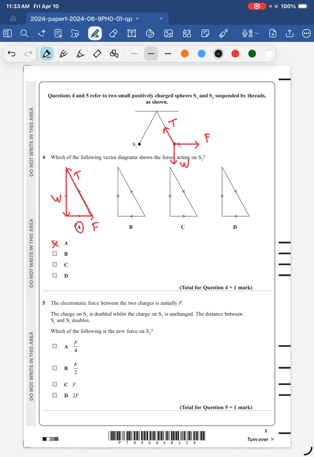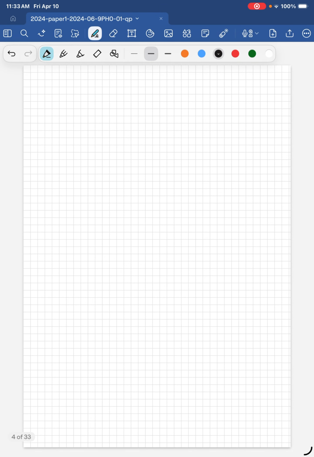Question 5, not option 5. The electrostatic force between the two charges is initially F. The charge on S1 is doubled, whilst the charge on S2 is unchanged. The distance between S1 and S2 doubles. Which of the following is the new force on S2? I'm going to use a clean page to explain this.